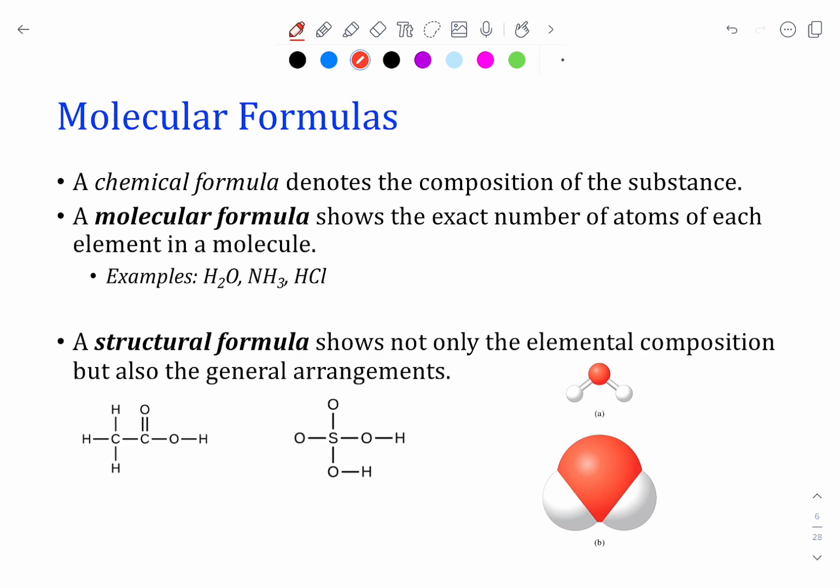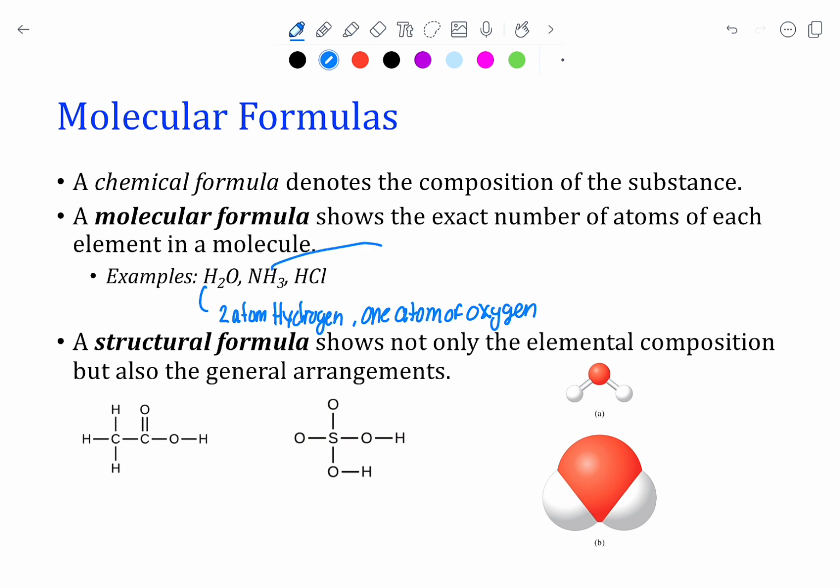Okay, so a chemical formula denotes the composition of the substance. And we've looked at those before in previous chapters as well as in our previous lesson in this chapter. A molecular formula shows the exact number of atoms in each element in a molecule, which we also have looked at in previous chapters. But let's review. So here we have H2O. In H2O, I have 2 atoms of hydrogen and 1 atom of oxygen. So from the molecular formula, I know exactly how many of each atom makes up that molecule.